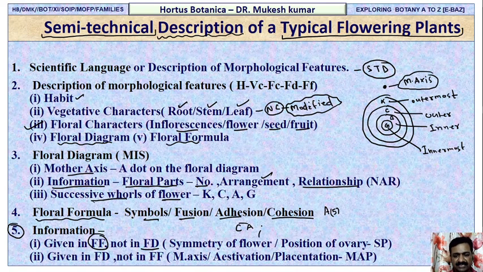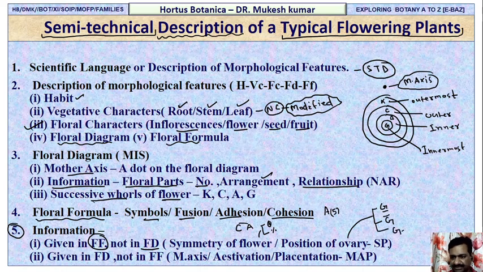Symmetry means to say either it is actinomorphic, or zygomorphic, or asymmetrical. It is given in the floral formula, but it is not given in the floral diagram. Similarly, position of flower. You all know we have the three positions: either hypogyny, epigyny, or perigyny.